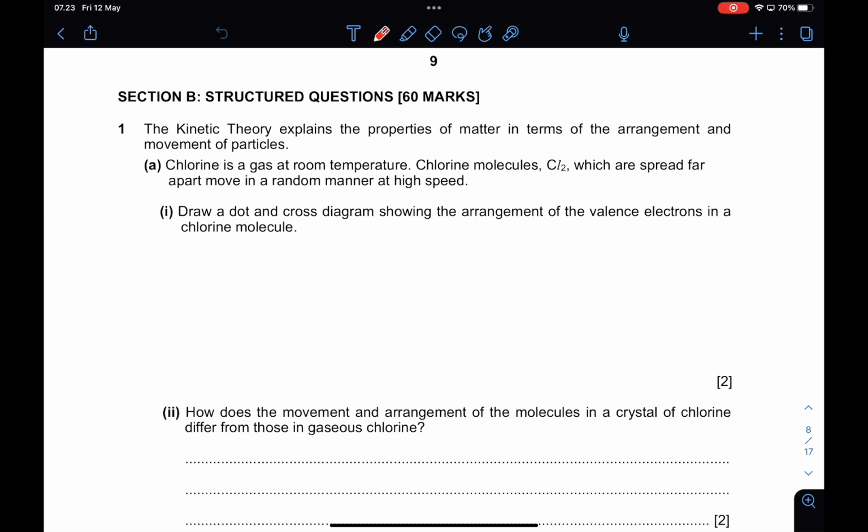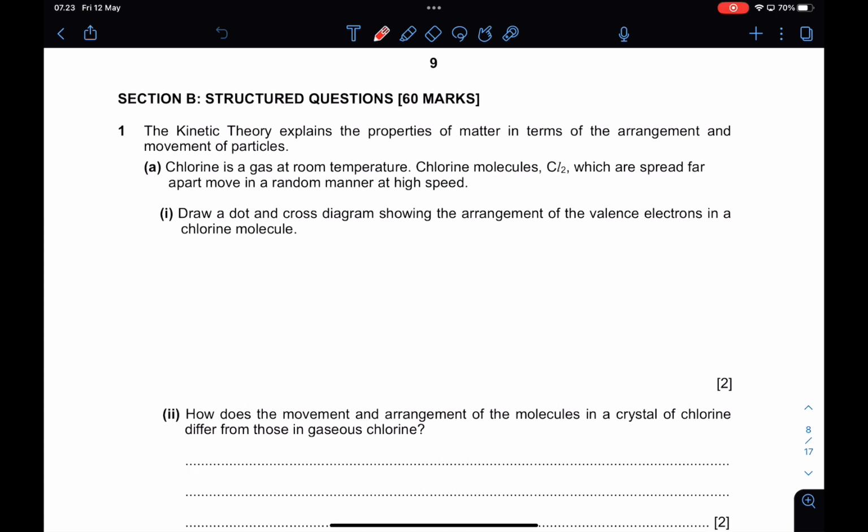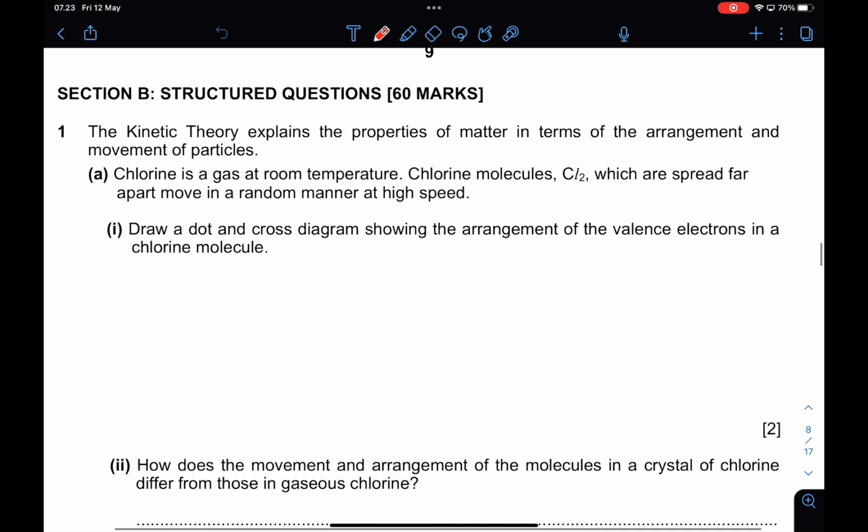Okay, let's move on. So you see here, the kinetic theory explains the properties of matter in terms of arrangement and movement of particles. Chlorine is a gas at room temperature. Chlorine molecules, Cl2, which are spread far apart, move in a random manner at high speed. We are going to draw a dot and cross diagram showing the arrangement of valence electrons in a chlorine molecule. So the chlorine molecule is a covalent compound.